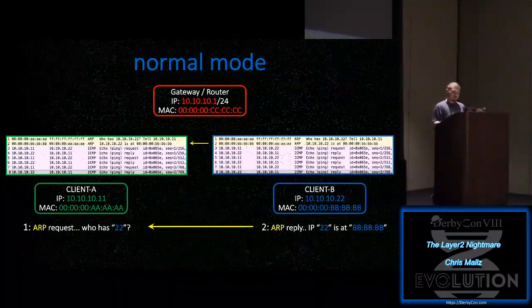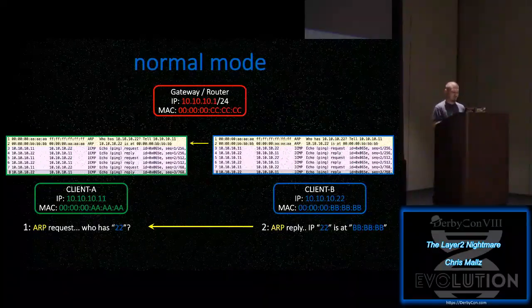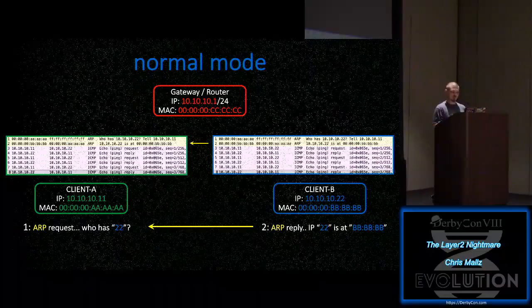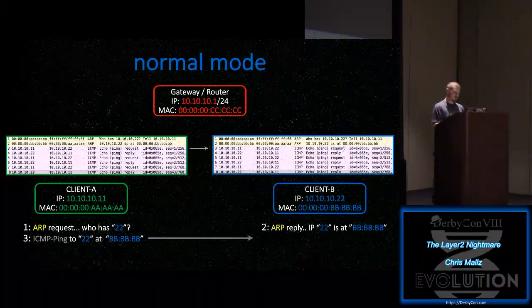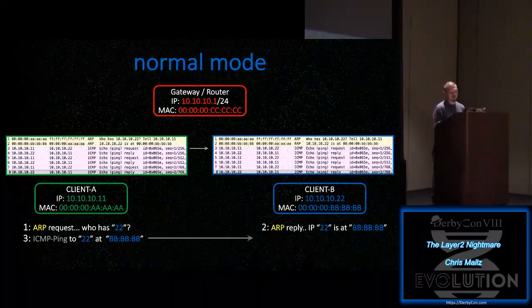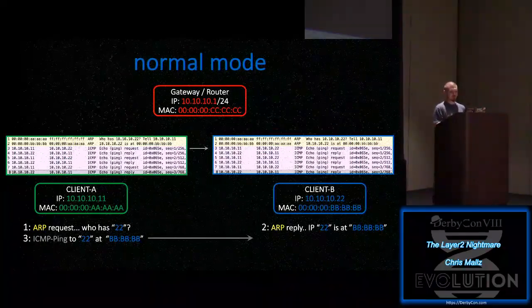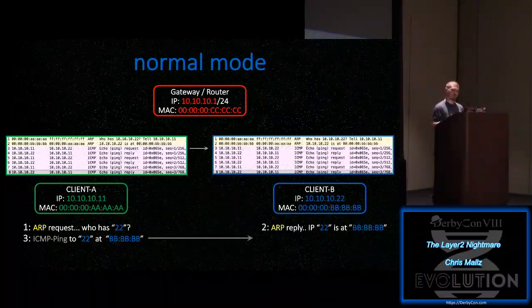And then client B, if it's there and it sees it, is going to respond and say, hey, this is me. I am here at the MAC address BBB, okay? Once it sees that, then we can send our ping, and it sends the ping directly to client B, right? And if this isn't a switch, and this goes into a firewall, you're not going to see any of this traffic at all, whatsoever.